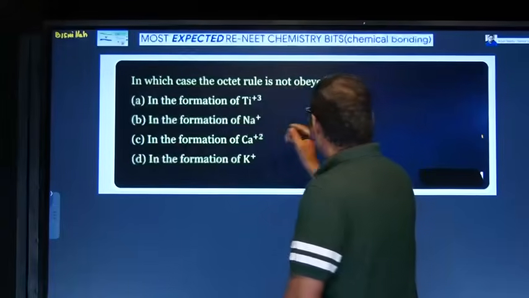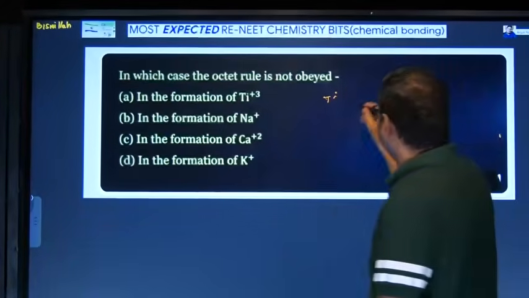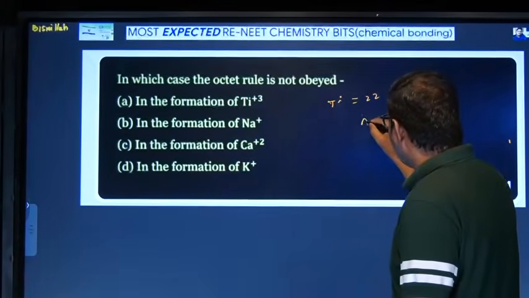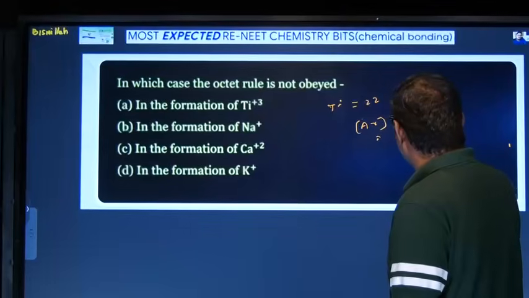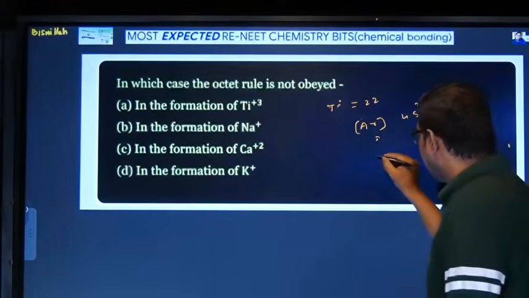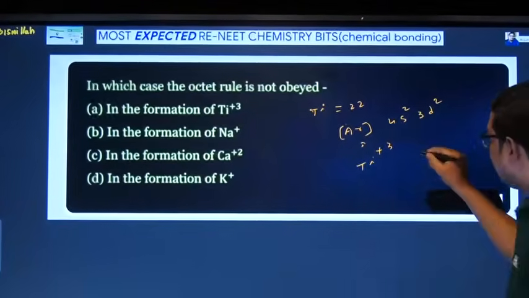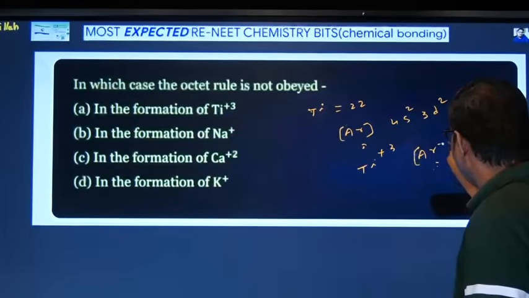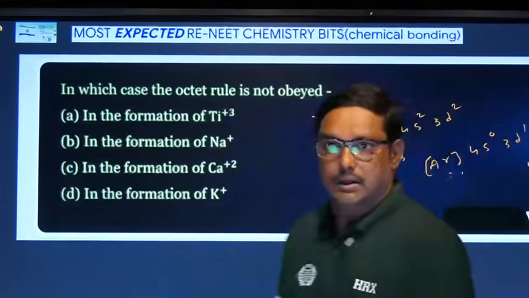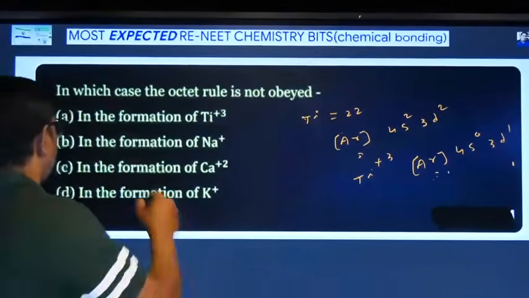It is because the atomic number of titanium is 22. It has argon 4s2 3d2 configuration. So Ti plus 3 means loss of 3 electrons. That means argon 4s0 3d1 configuration. It has 1 electron extra. That means it does not follow the octet rule.